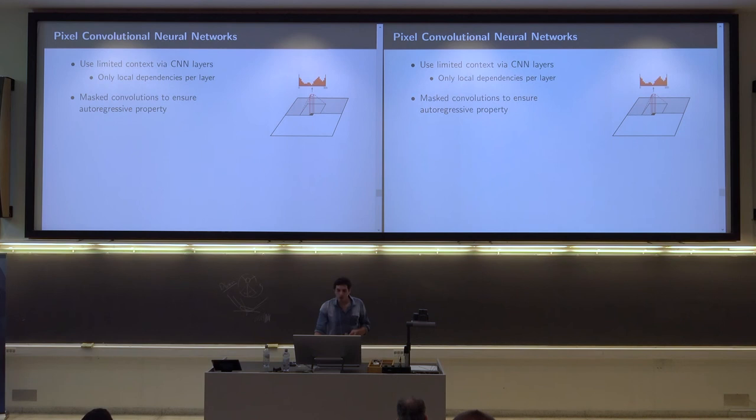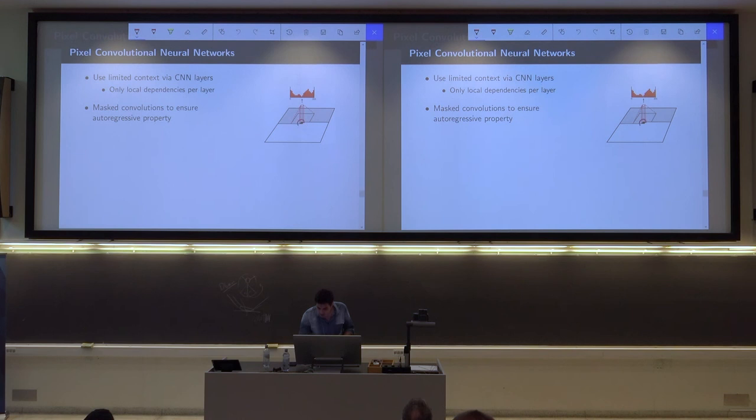Another way to do this is to use a convolutional neural network, but mask the activation so that you never look at a pixel you're not allowed to look at. So how would this look? Let's say I'm trying to predict the black pixel here, and let's say this is the kernel that I would normally use. I'm not allowed to look at the future. I'm only allowed to look at this region here.